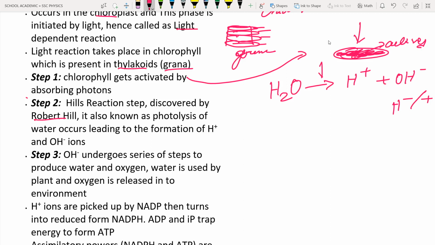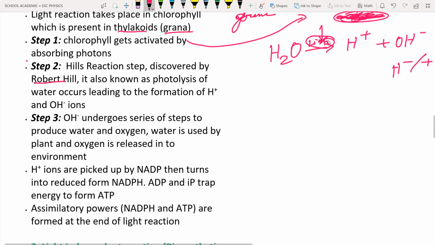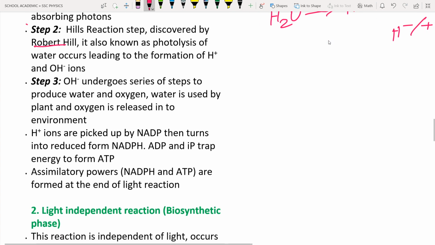So in the presence of light, okay, remember the main important thing, in the presence of light, the water molecule will be broken down into H plus and OH minus. That is going to occur in the chloroplast, that is also in the thylakoid membranes. Okay, so this is the second step, known as Hill's reaction, after Robert Hill. This may be asked in the examination as an MCQ. Remember that Robert Hill proposed this reaction, which is known as Hill's reaction.